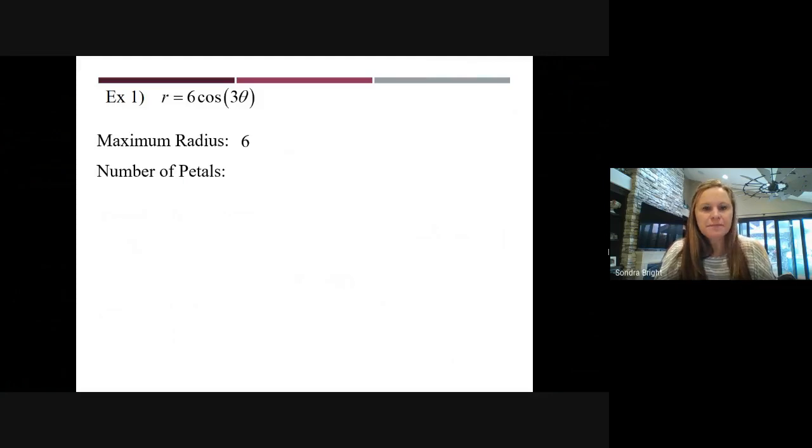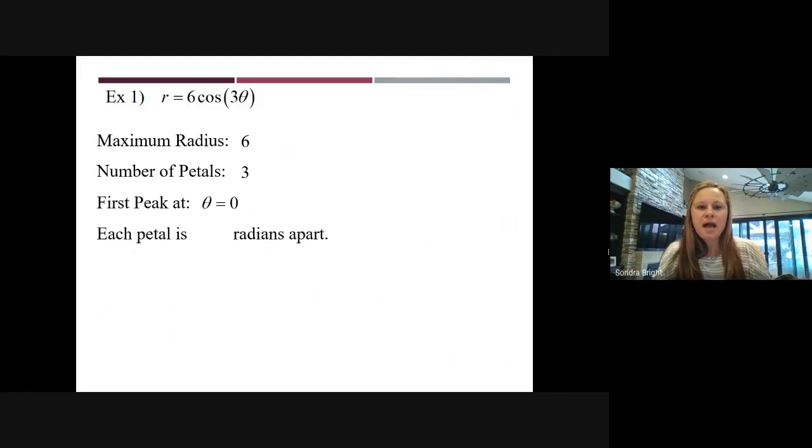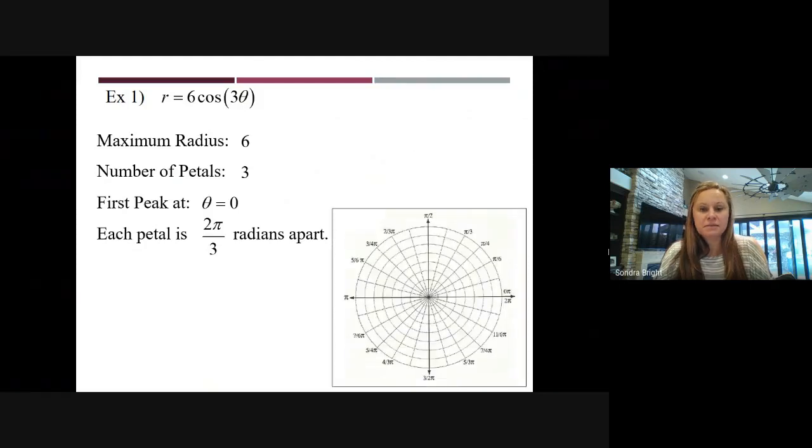The number of petals: 3 is an odd number, so we've got 3 petals. The first peak, it's cosine, so your first peak is at theta equals 0, which is your positive x-axis. Each petal is going to be 2 pi over the number of petals. We have 3 petals, so they will be 2 pi over 3 apart. Your peaks will be at 0, and then you'll add 2 pi over 3, and then add 2 pi over 3. Remember that each of these concentric circles represent the r values.